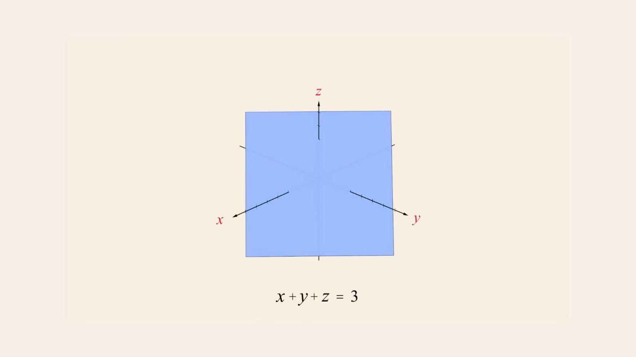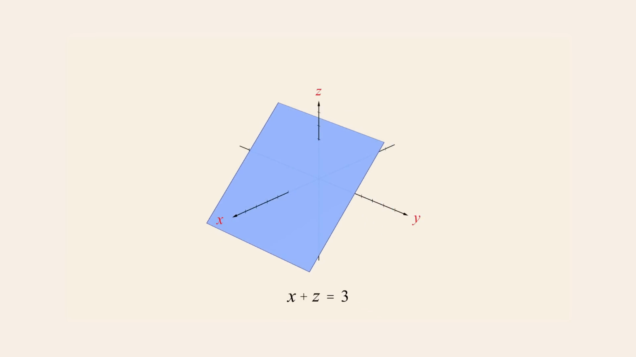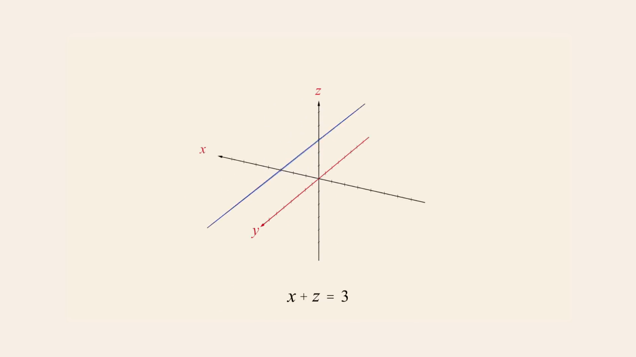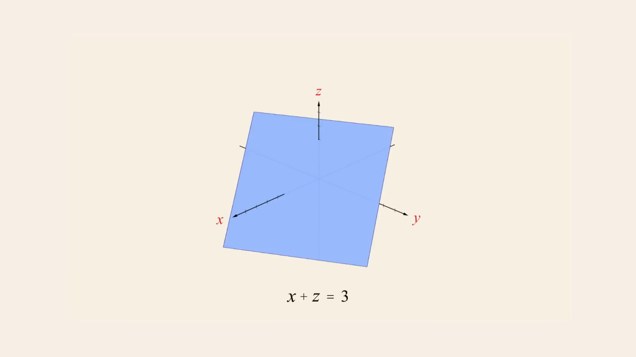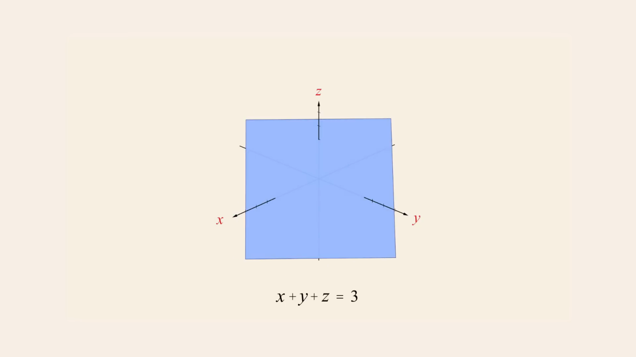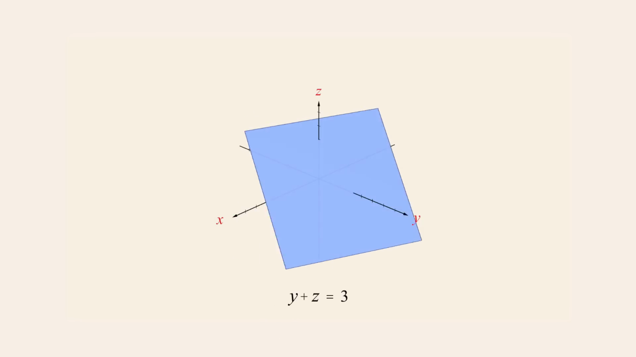Likewise, the graph of the equation with y eliminated will be parallel to the y-axis, and the graph of the equation with x eliminated will be parallel to the x-axis.